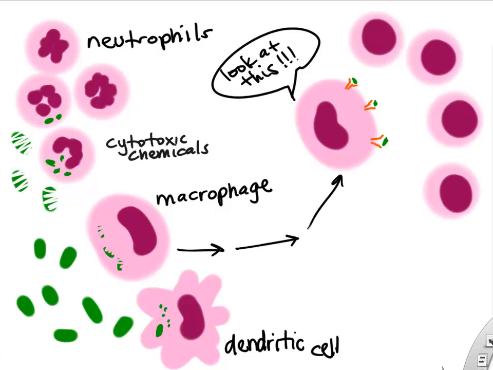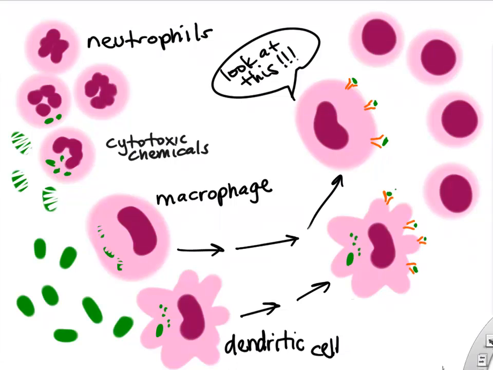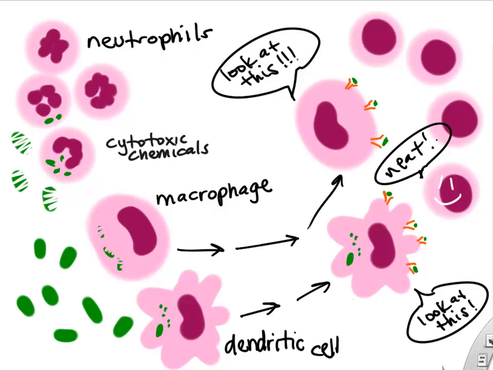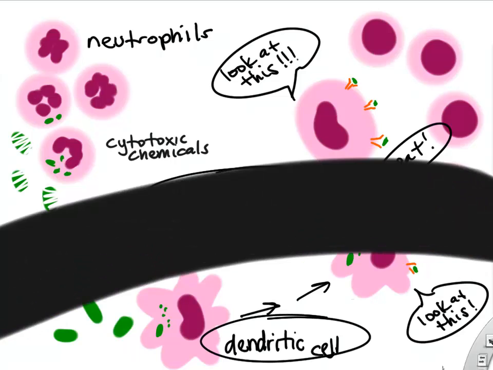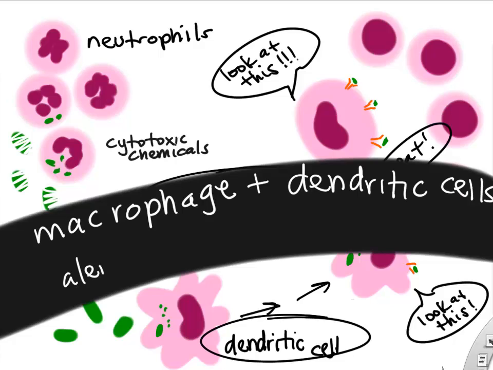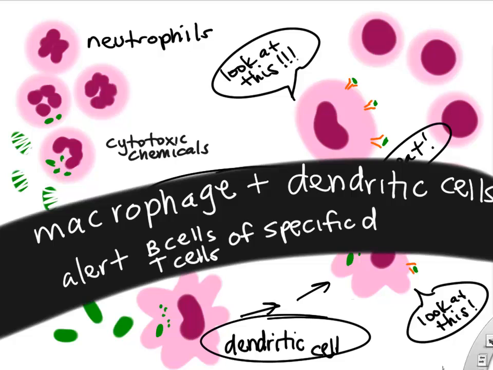Dendritic cells are very similar to macrophages. They're less a defense cell and more an alert cell. So they ingest some of that bacteria and then present that little invader to your lymphocytes and let them know that something has attacked you. So in this way, macrophages and dendritic cells are really, really important alert cells. And who did they alert? Well, they alert the lymphocytes, which we'll learn are B cells and T cells, of the specific defenses.